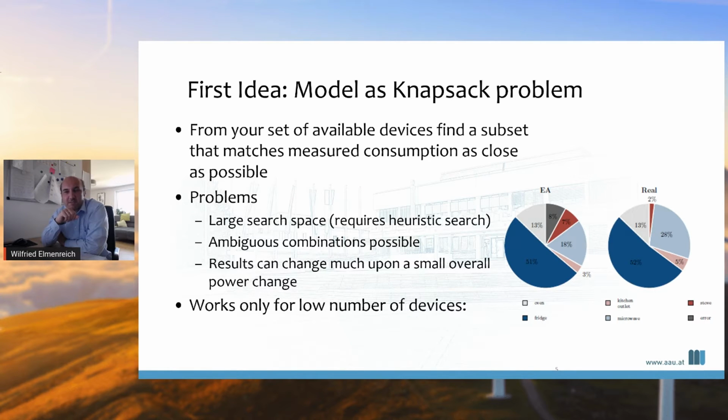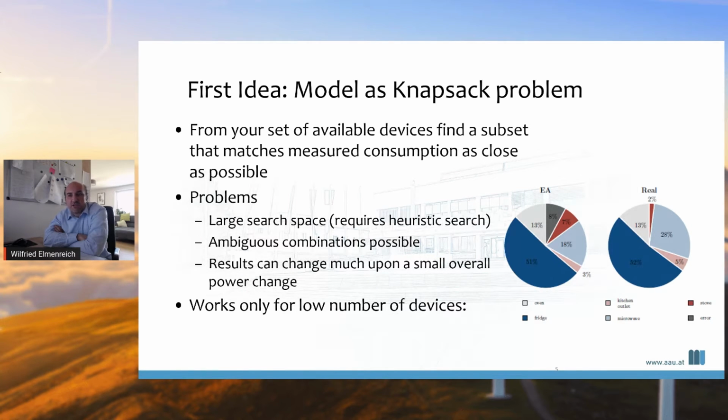But an equally large problem is that a lot of ambiguous combinations are possible. Due to devices having similar amounts of power, if you have enough devices, you would not be able to really safely state which devices were running. So still, this works for a low number of devices. This is an approach that works.